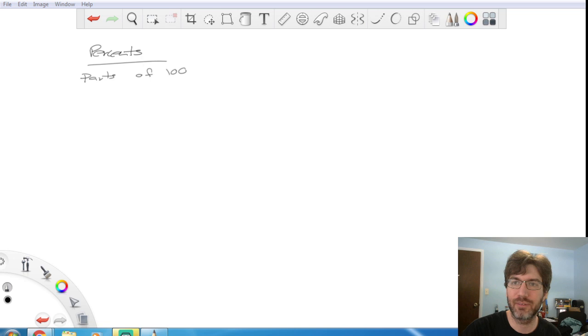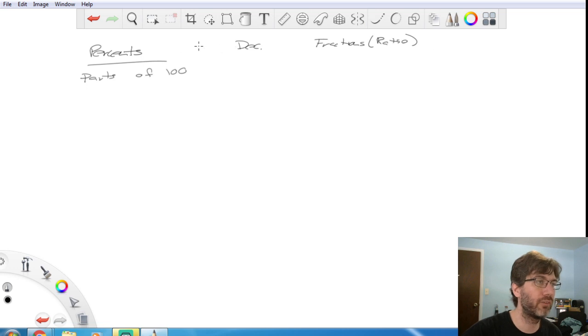But anyways, percents are parts of 100. So you can think of percents, you can write them as decimals. You can write them as fractions, which, again, is the same thing as a ratio. So all of these things are really the same number. We just write them in different ways.